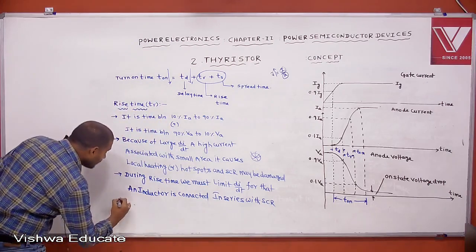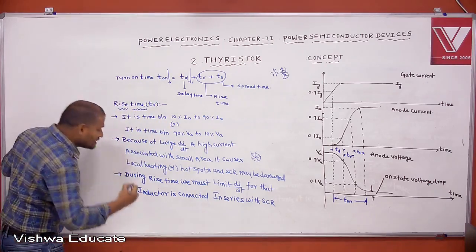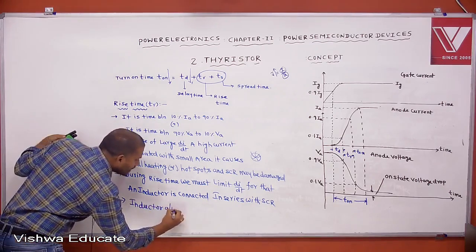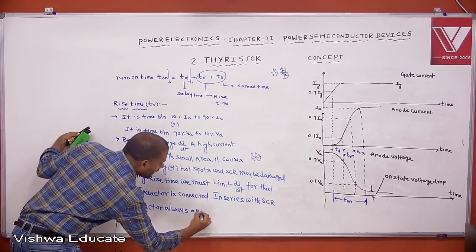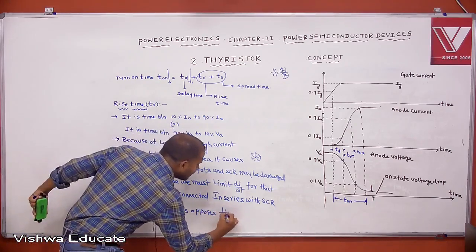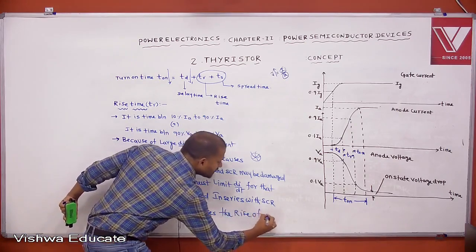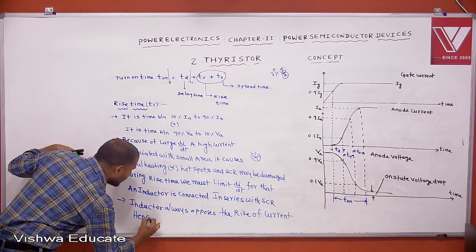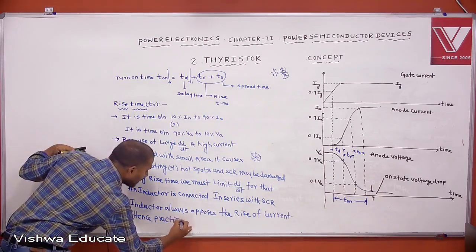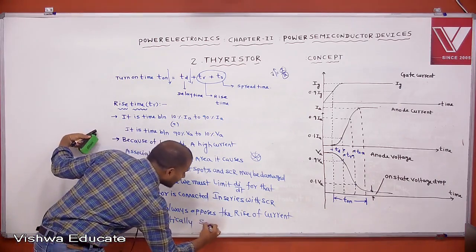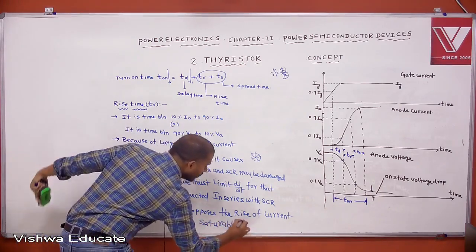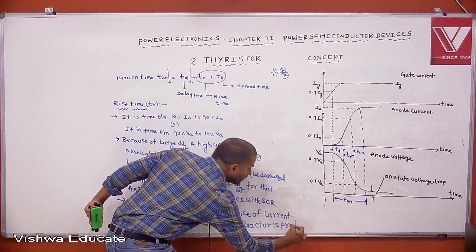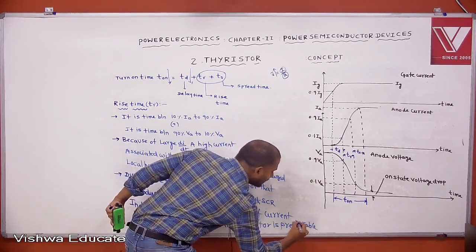That is, an inductor always opposes the rise of current. Hence, practically, a saturable reactor is preferable. The reason I told, a saturable reactor is preferable.